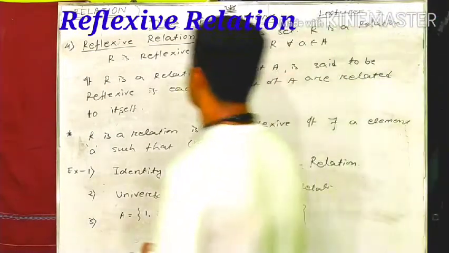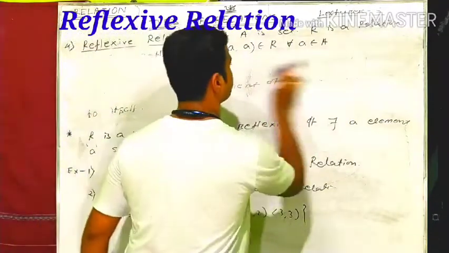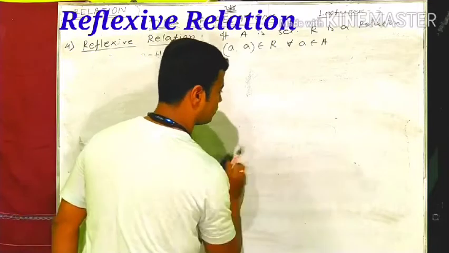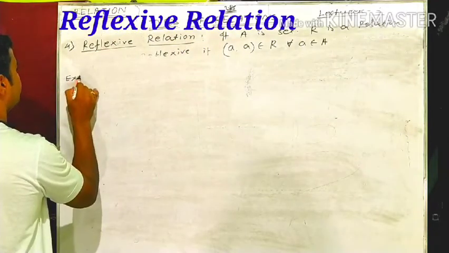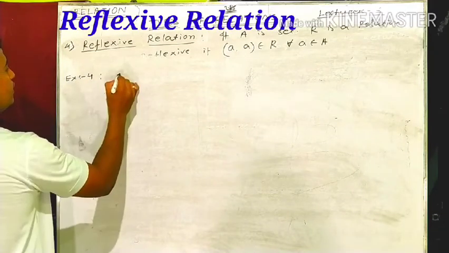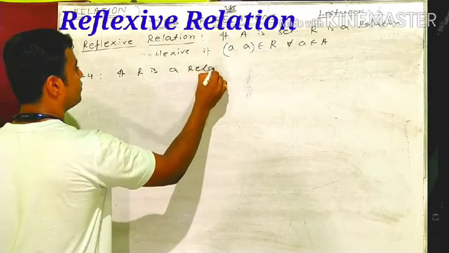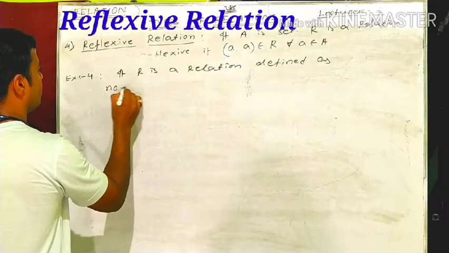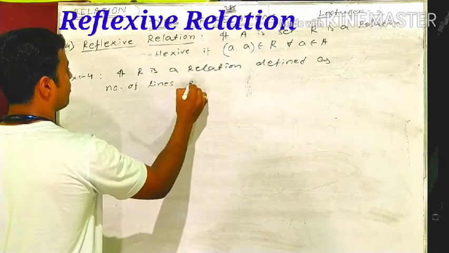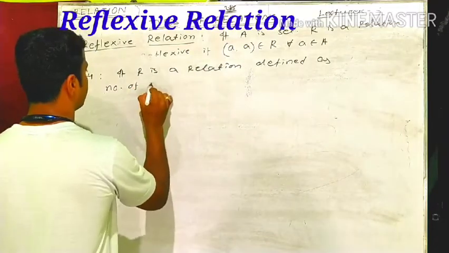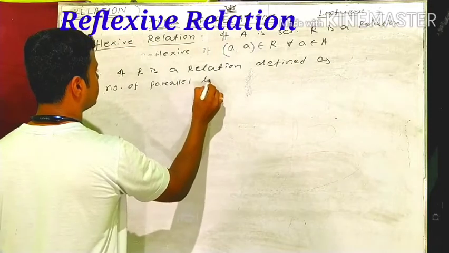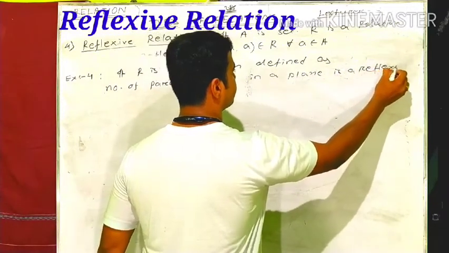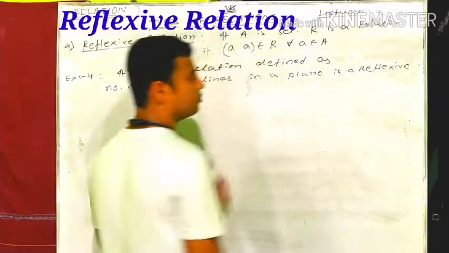The next example, example 4: if R is a relation defined as parallel lines in a plane, it is reflexive, because the board is a plane.